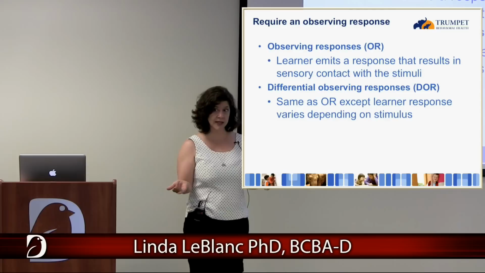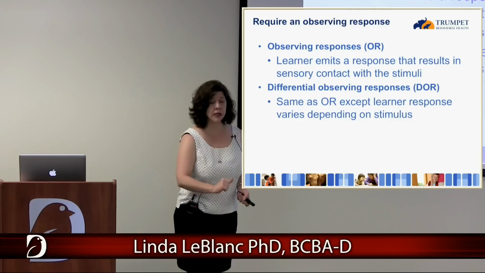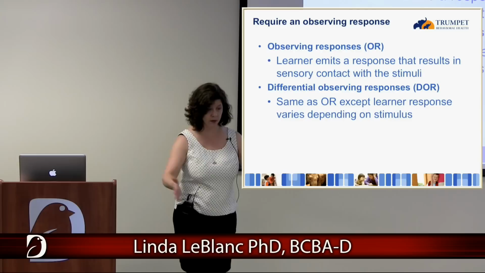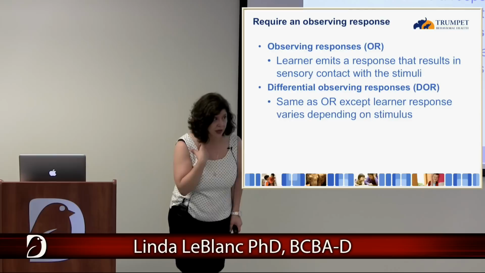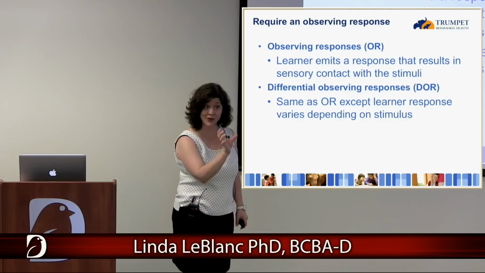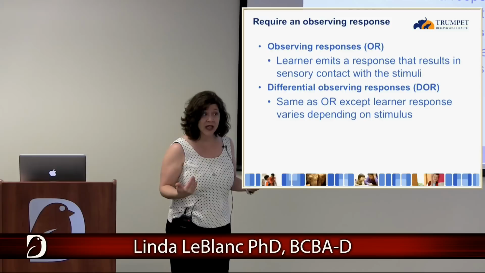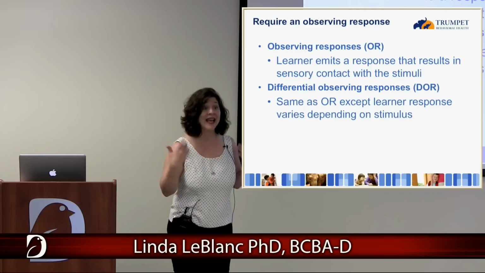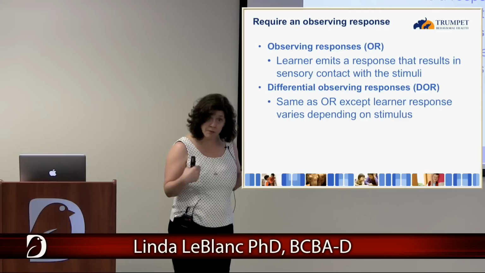Now, there is a second version called a differential observing response. When you can do it, this is actually even better. So now what happens is, this is an observing response, except the learner's response varies depending on the stimulus. Okay? So let's say we're doing trials where I've got an array of stimuli and it's listener responding and I say, which one has wheels? The learner now has to echo my question, wheels, and look at the array. The fact that the learner can echo my question or a part of it increases my confidence that they heard the stimulus because they now can engage in that behavior and repeat it. If they can't repeat my question, I cannot be very confident that they actually heard the question or attended to the critical auditory components.